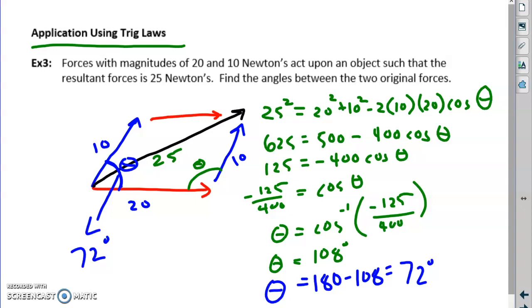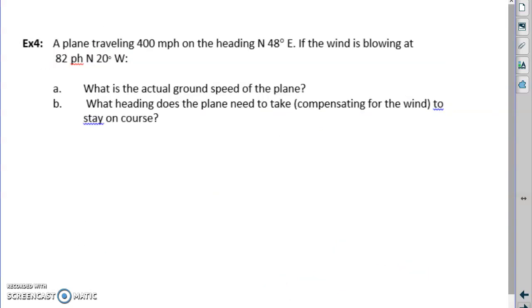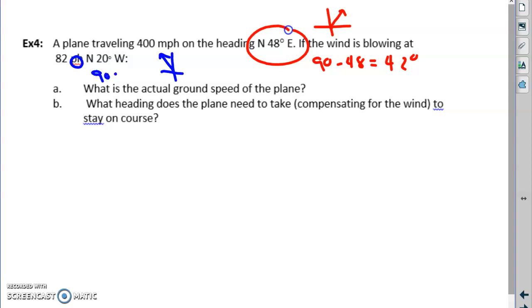Here we go. Let's buckle up. One more navigator. Okay, what do we got? A plane traveling 400 miles per hour at a heading of north 48 east. Easy for me to say. North 48 east. First quadrant, 90 minus 48. That's a 42 degree angle. Then we have the wind blowing. That should be 82 mph, sorry, north 20 west. That's 90 plus 20, which is 110 degrees.